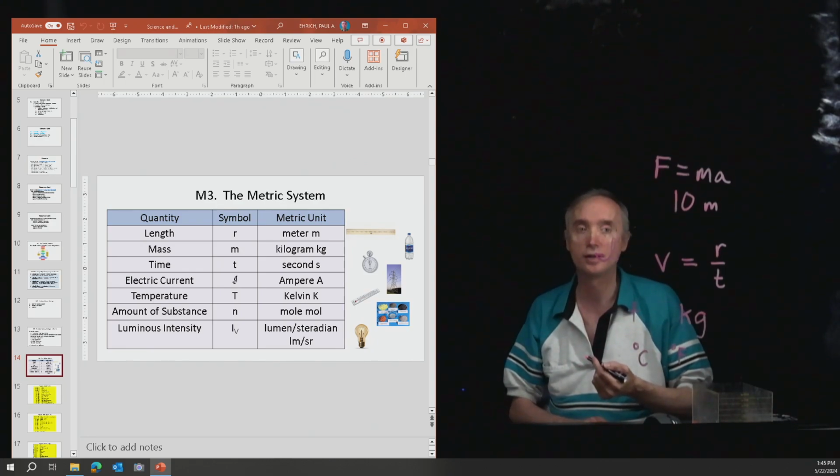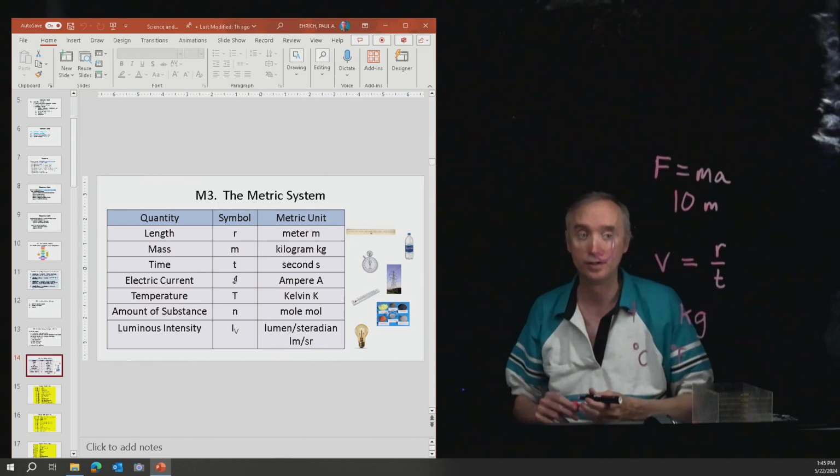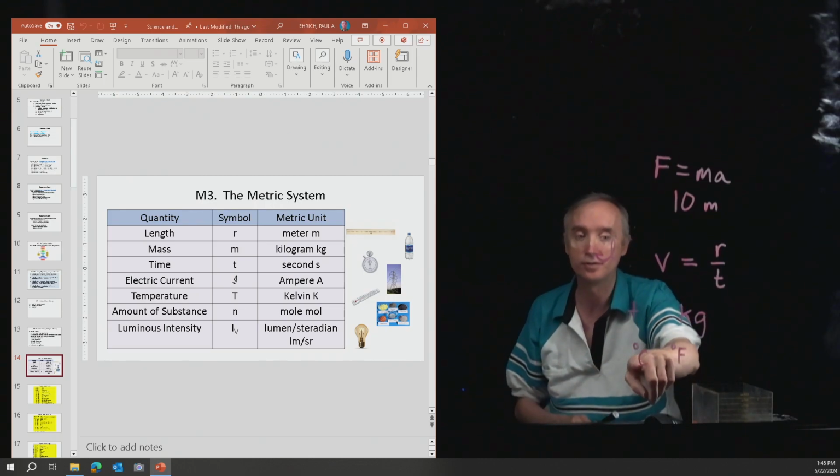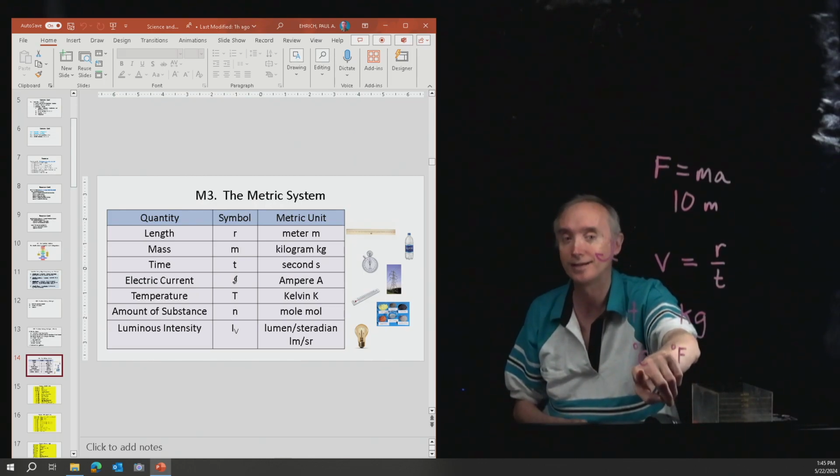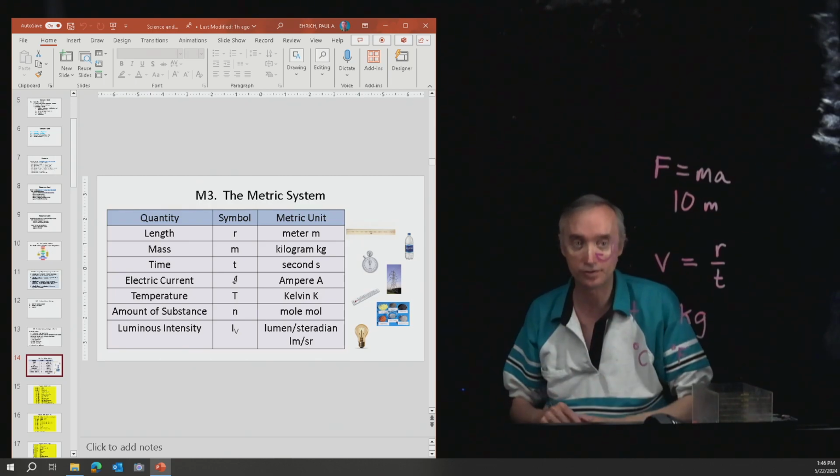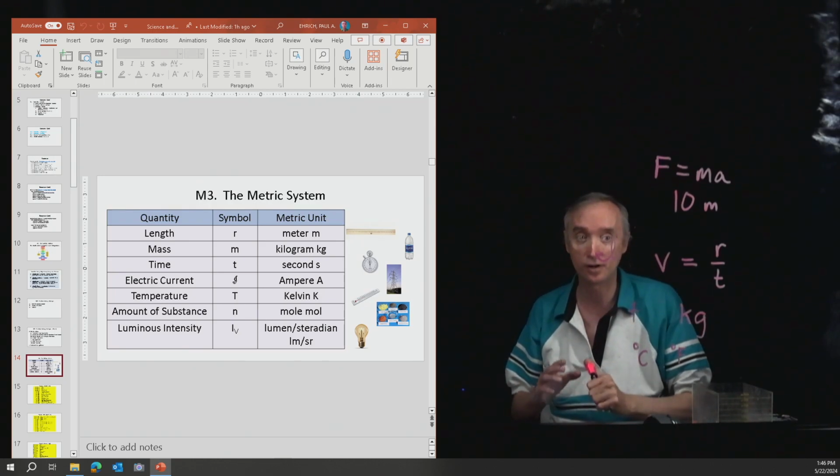And so that's because 0 Kelvin is going to be absolute 0. It's the absolute lowest temperature you can possibly imagine. And so that corresponds to, in Celsius, something like negative 272 degrees Celsius. So it's a very, very cold temperature.